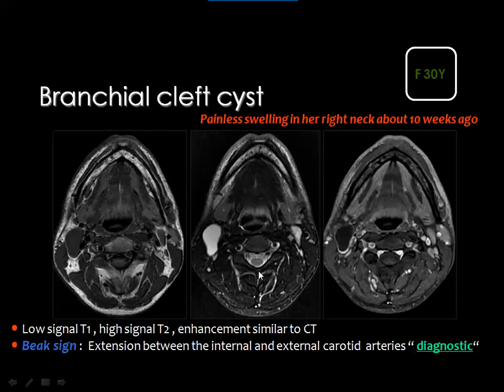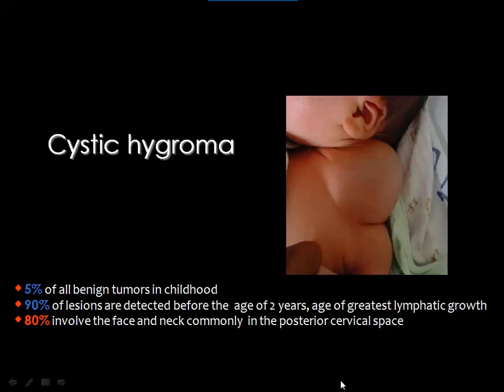Then by MRI, it is a simple cyst, and the cyst is of low signal in the T1, high signal in the T2, and if you inject a contrast, you may see some marginal enhancement. And the big sign, which I have mentioned, is the protrusion of the lesion between the internal and external carotid artery, which is almost diagnostic of this branchial cleft cyst.